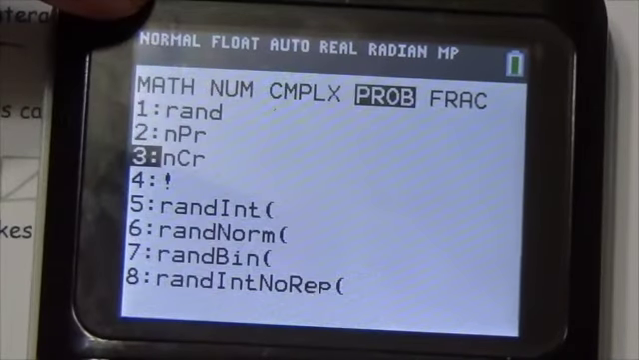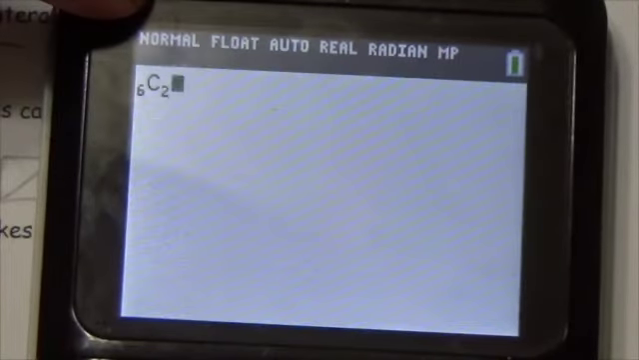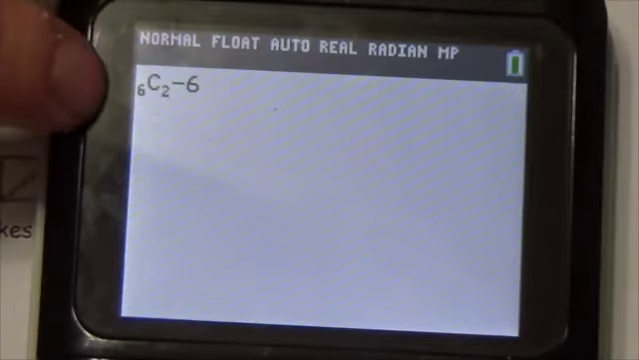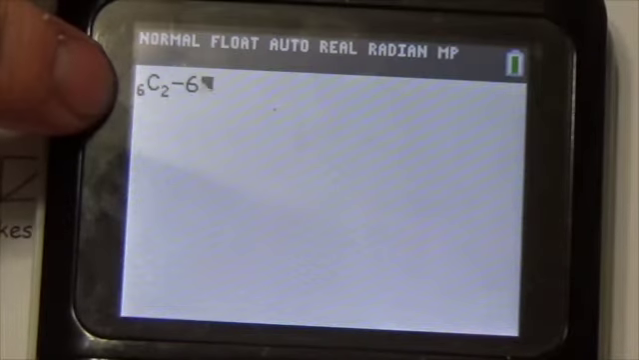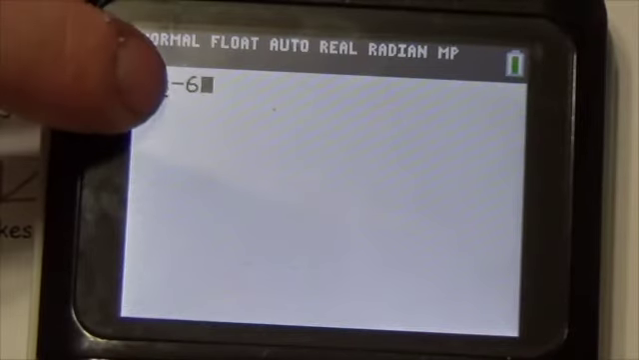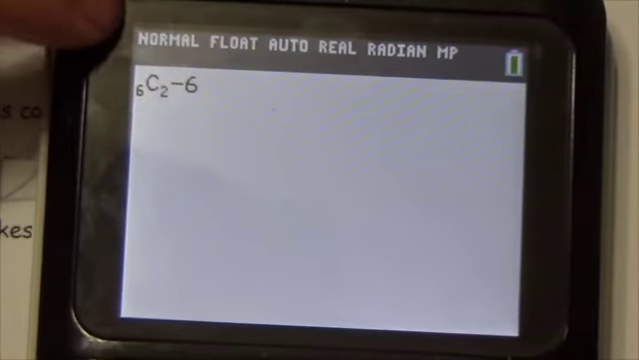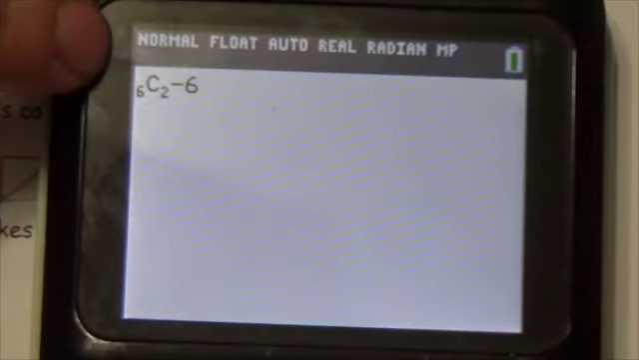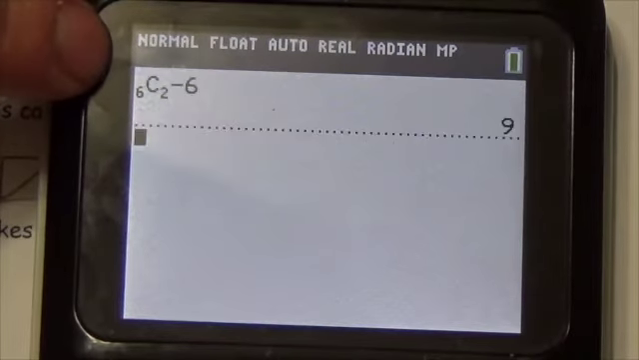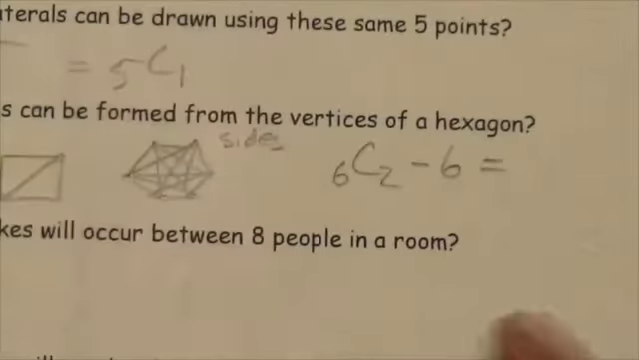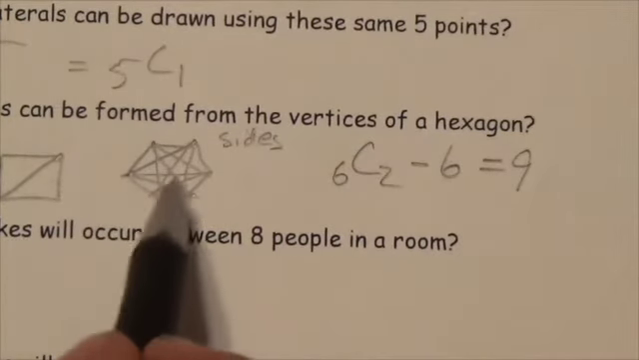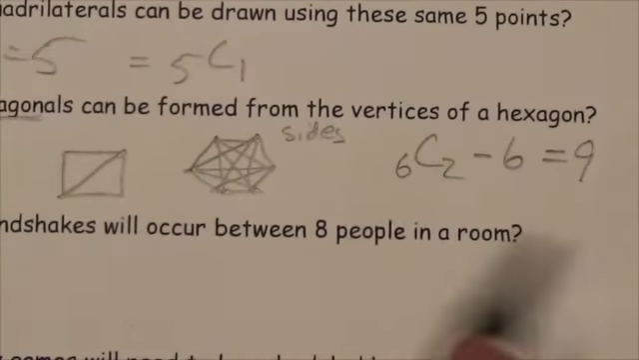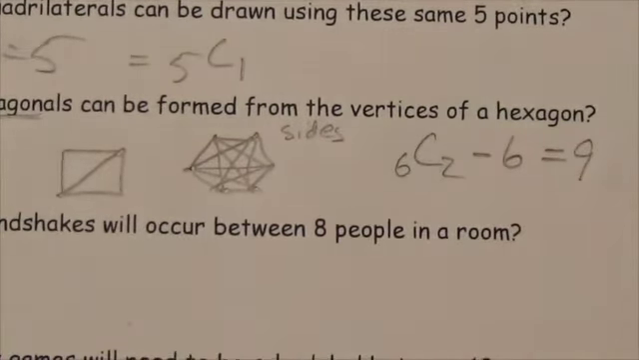Now let's go to our calculator. So 6 choose 2, minus 6. 6 choose 2 is all the different ways that I can connect those dots, the vertices in a hexagon. And I'm subtracting that group of 6 of them that don't count as diagonals, they count as the sides. And the answer is there's 9. Okay, there are 9 different diagonals that I can draw within a hexagon.